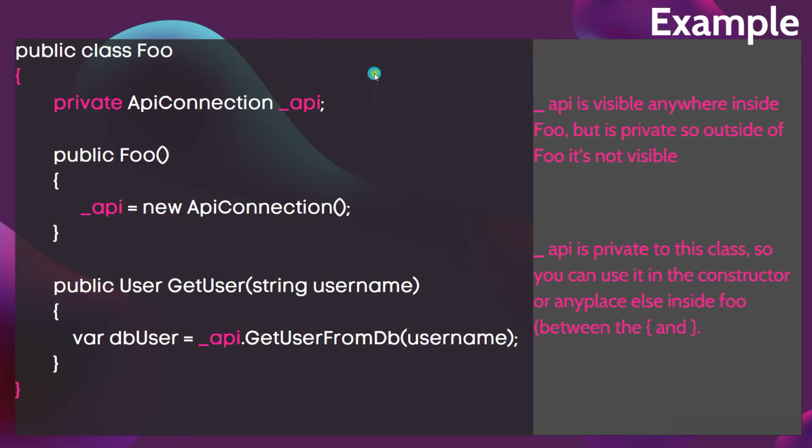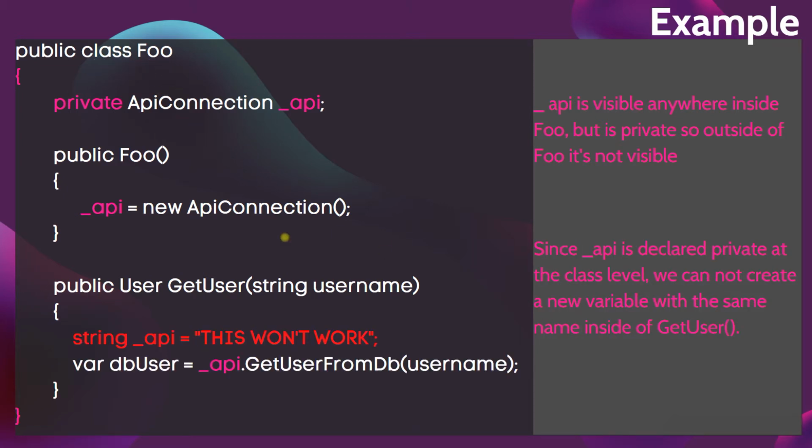Even if we create one from outside, because the class is public, we can only get to the constructor and the getUser method because they are marked public. But private actually hides this functionality to only be usable by the class foo.